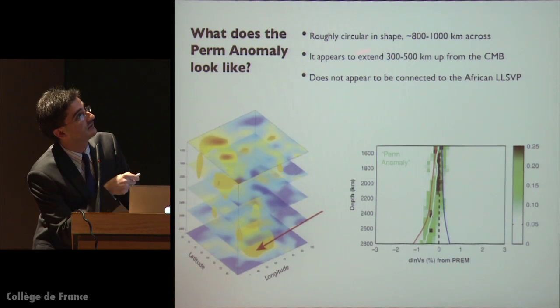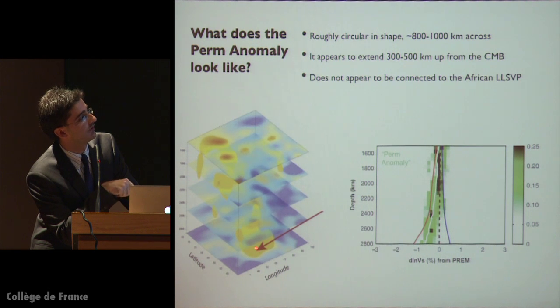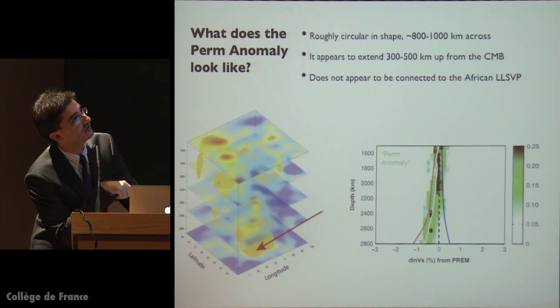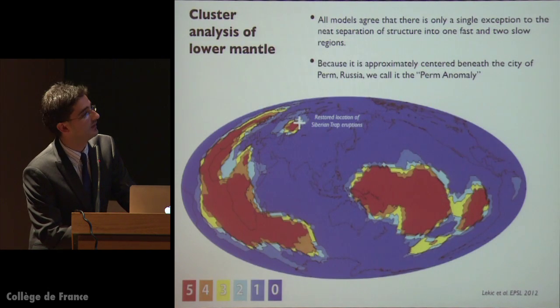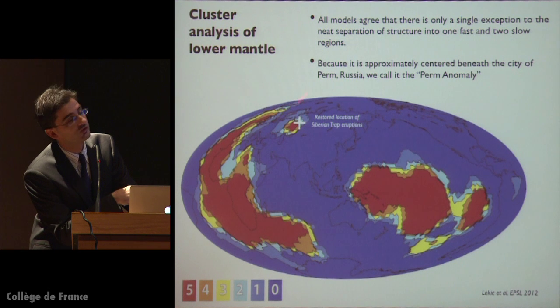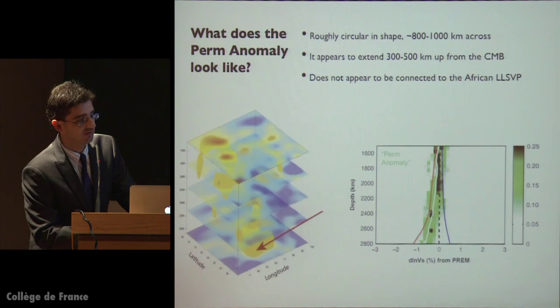In fact, what does this anomaly look like? Well, it's roughly circular in shape. Here it is contoured in the S40RTS model. It's roughly circular in shape. It appears to extend about 300 to 500 kilometers up from the core-mantle boundary, and it's not connected to the African LLSVP. You can see that all the models agree it is not connected.